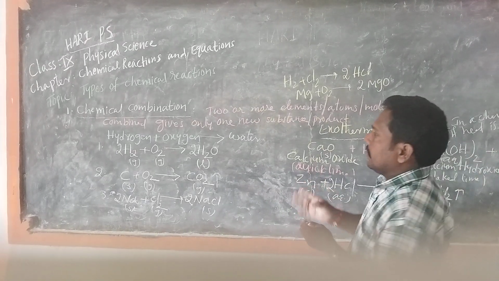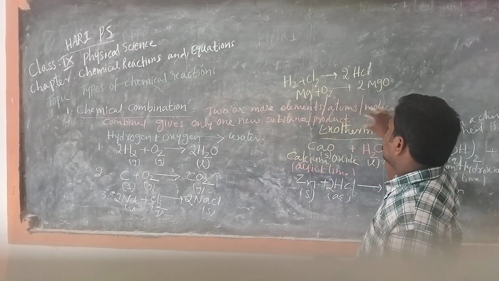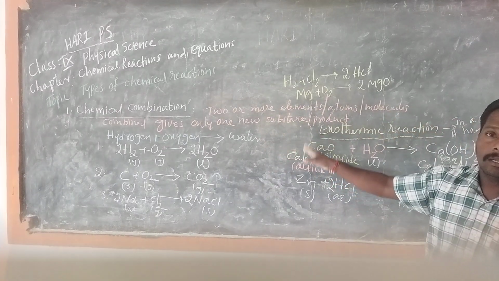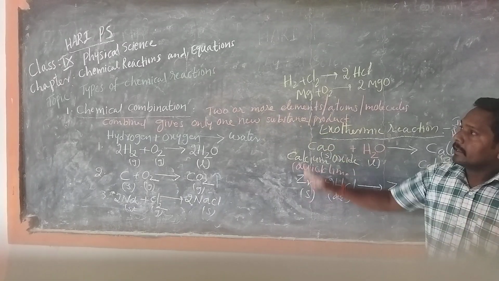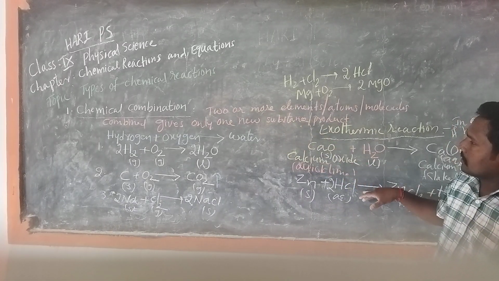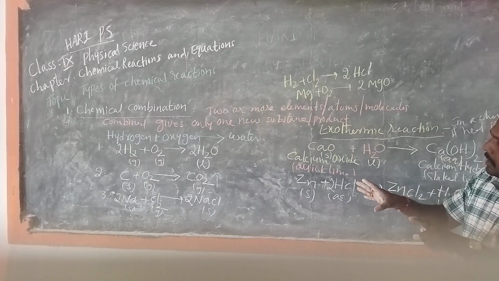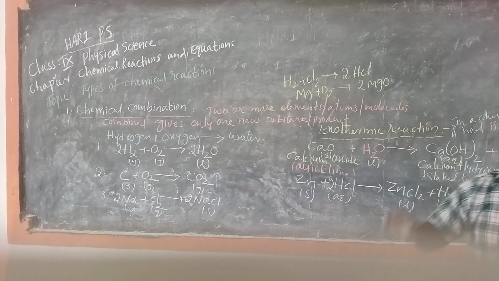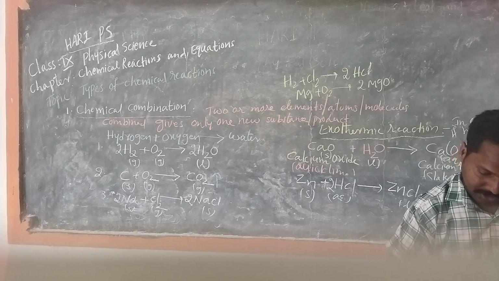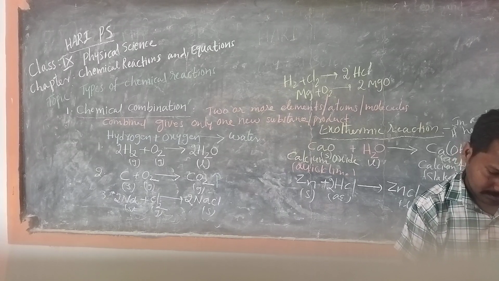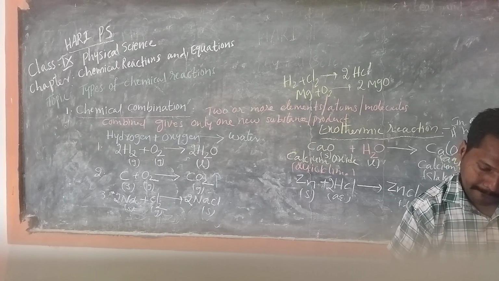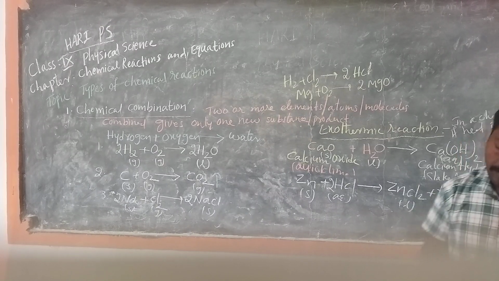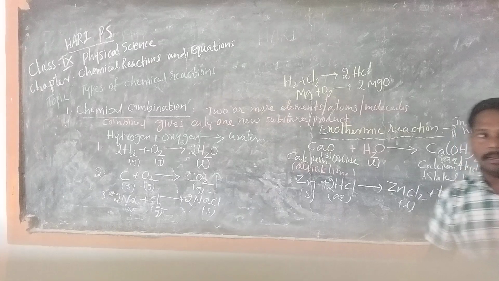So finally, two or more elements, atoms or molecules combine and give only one substance or product. Such reactions are called chemical combination, and these are the examples. In some chemical reactions, some amount of heat energy is liberated. Such reactions are called exothermic reactions. So this is about chemical combination.